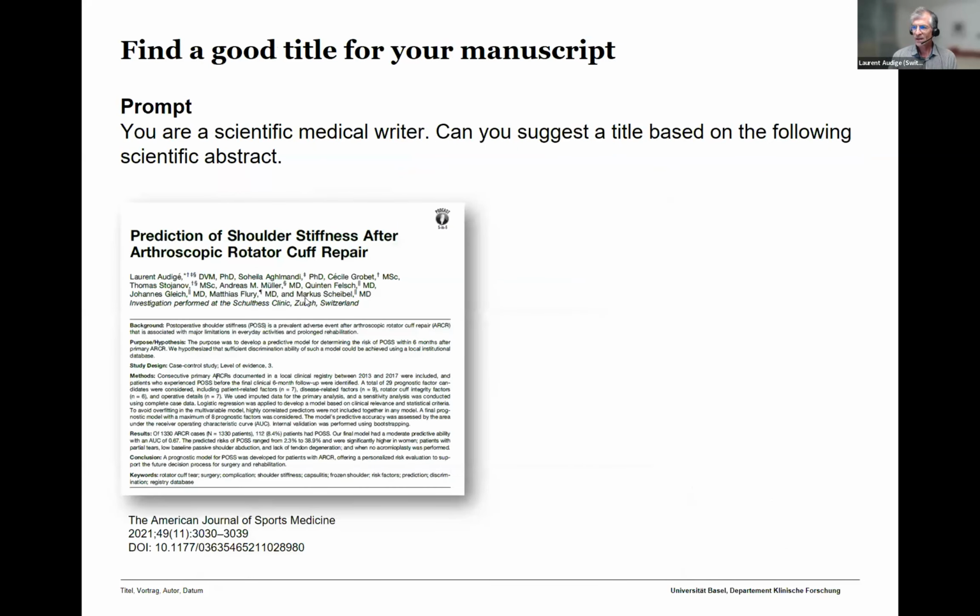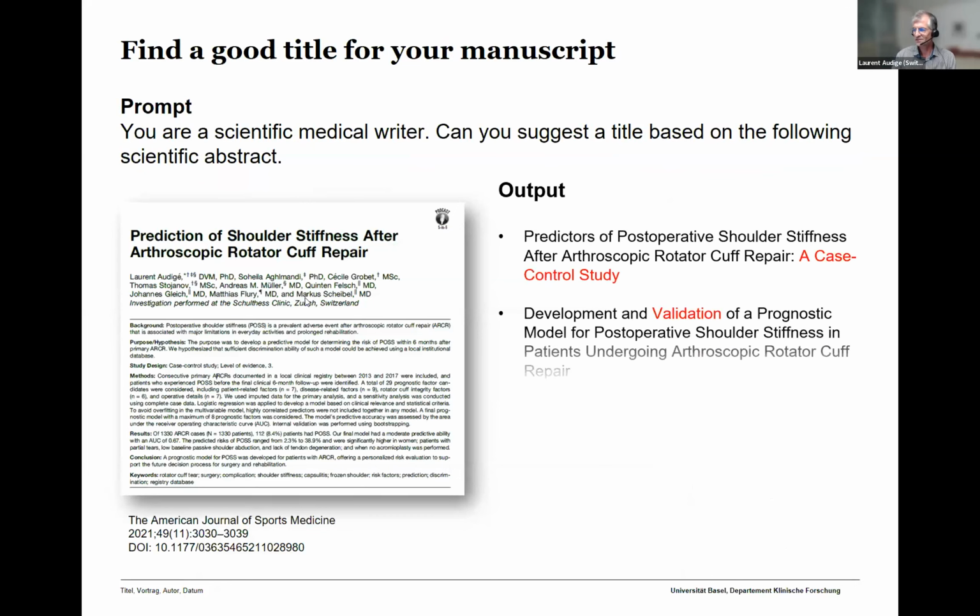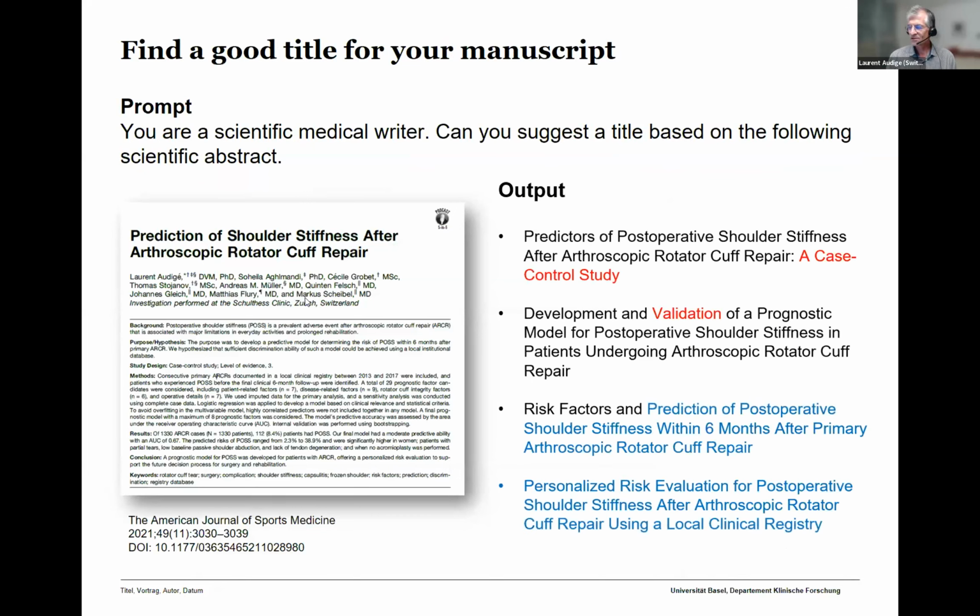So that was good. Then I was intrigued by the option to find a good title for my manuscript, and I took one of our publications. It was a predictive model for shoulder stiffness, and I said, based on this summary, can you suggest a title for my manuscript? And these are the titles that were presented.